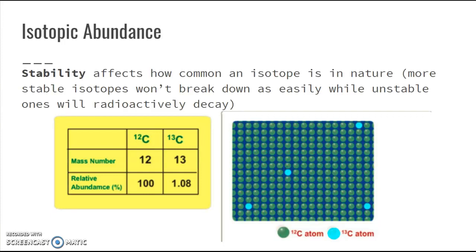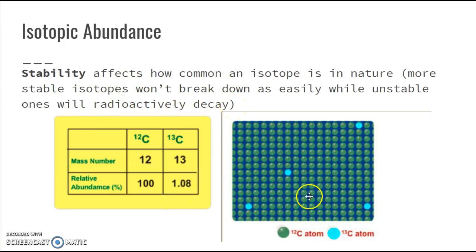So knowing how abundant an atom is, or how many of an atom there are in the universe, comes from the stability of the different isotopes. If an isotope is more stable, it's going to be more common because it sticks around for longer without breaking down. Ones that are unstable will break down easily in a radioactive way. So that's the point I'm trying to get across right here in this sentence.